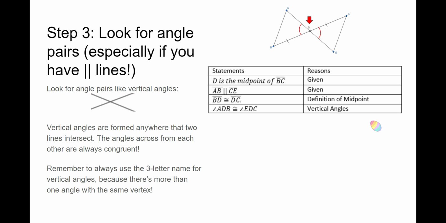Step three is to look for your angle pairs, especially if you have parallel lines. So first you look for vertical angles. Vertical angles do not require parallel lines. That's just where you have an X, an intersection of two lines. So we have that here. Angle ADB and angle EDC are a pair of vertical angles. Anytime you have the X shape, the angles on opposite sides are congruent to each other.